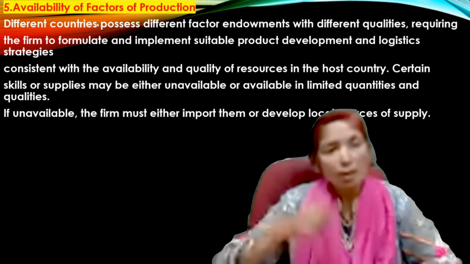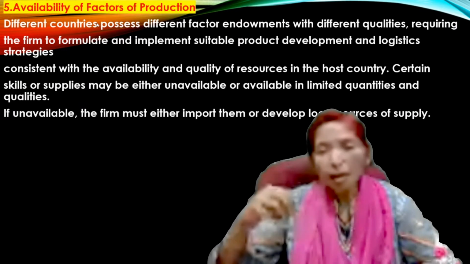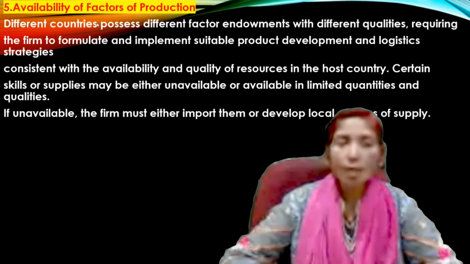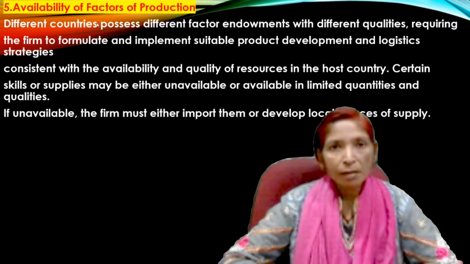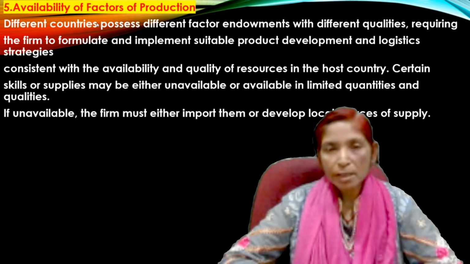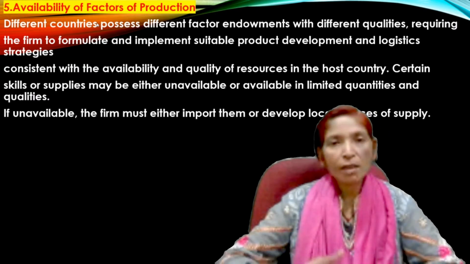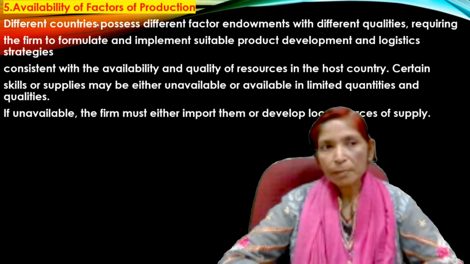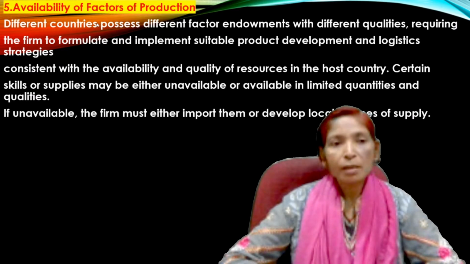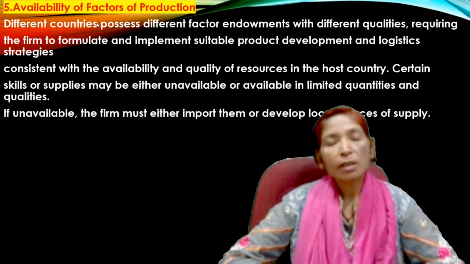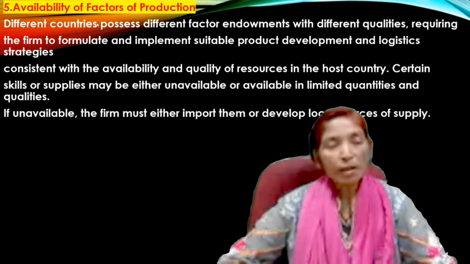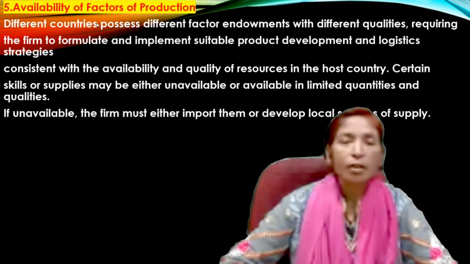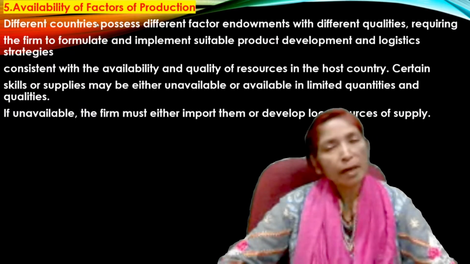It means availability of factors of production also affects domestic business as well as international business activities. If factors of production are easily available, then business will grow at a faster rate and we can easily trade within the country and between the countries. But if resources are unavailable, then the firm must either import these resources from other countries or develop local sources of supply. So this is also a main factor which affects domestic as well as international business activities.